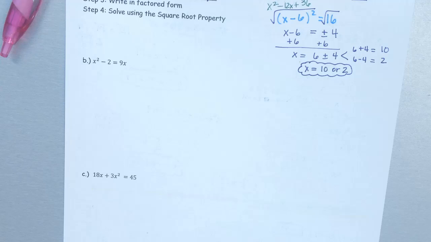All right, now for part B, I want you to get all of your variable terms on one side. That's your first step. And then all of your numerical terms on the other side. And while you're moving over the negative 9x, you can also add over the 2. You can do that in one step. Okay, plus blank equals 2 plus blank.